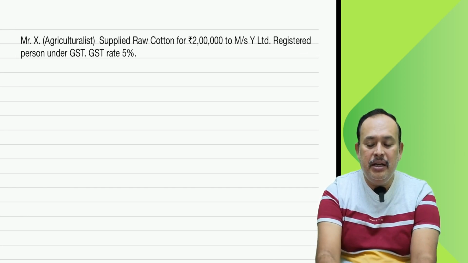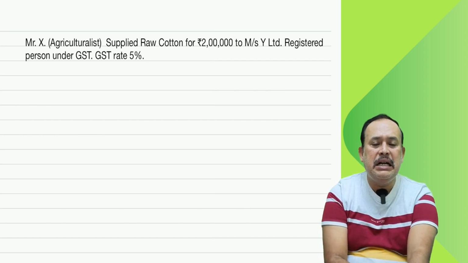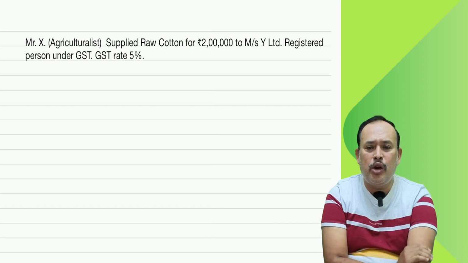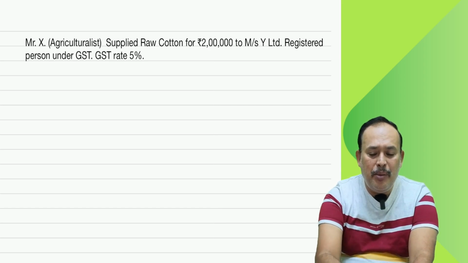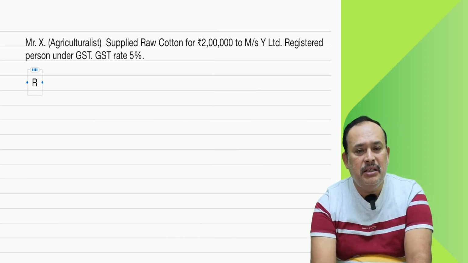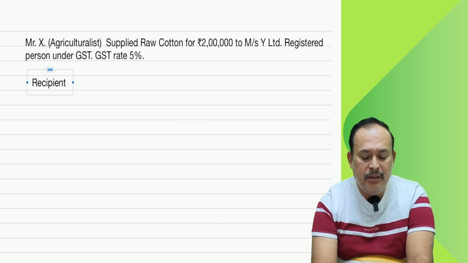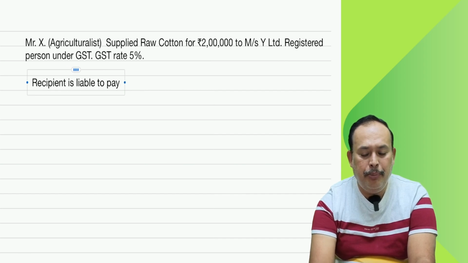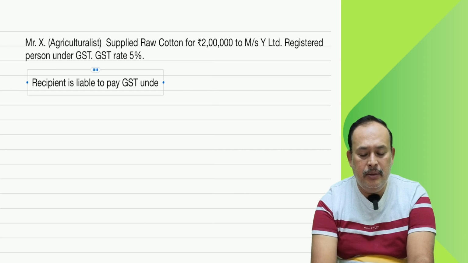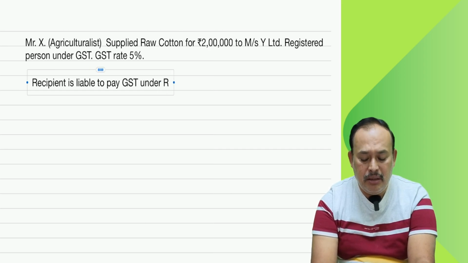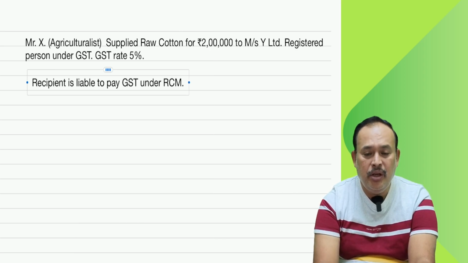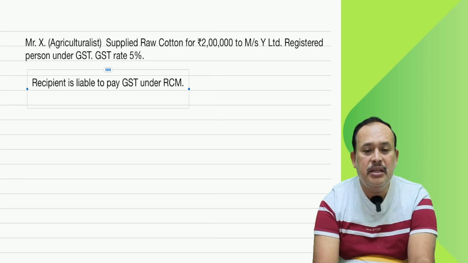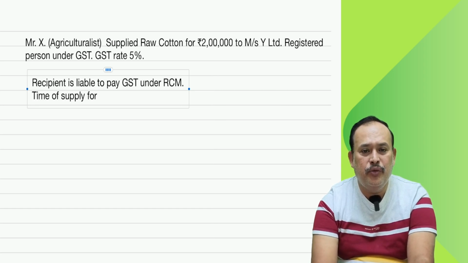One example here, Mr. X, agriculturalist, supplied raw cotton worth 2 lakh rupees to Y Limited, a registered person under GST law. Then who is liable to pay GST here? In the given case, the recipient is liable to pay GST under RCM, reverse charge mechanism. Okay. In that case, what is the time of supply for the recipient to pay the GST?